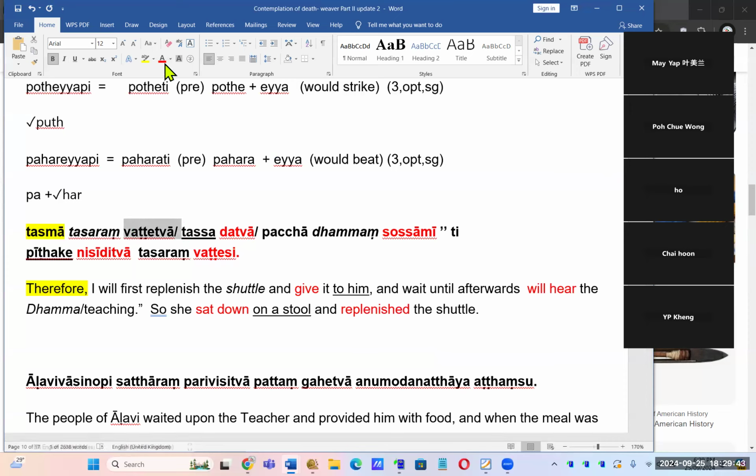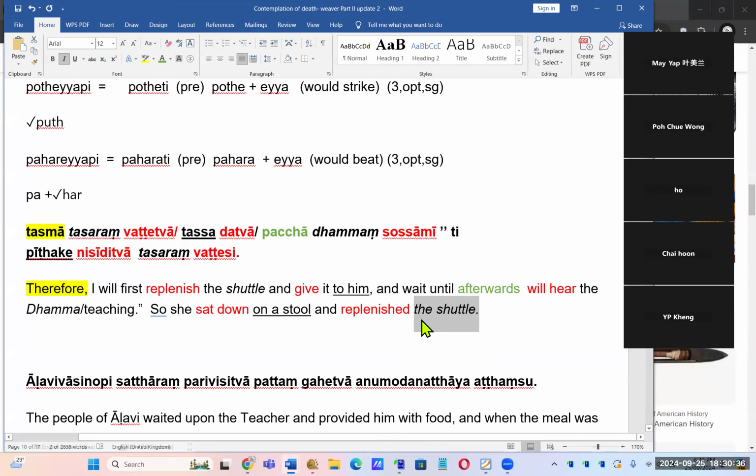So this is also another verb here. Wadetua, replenish; tatwa, give. I will replenish the shutter. Wadetua tasaram. Okay. Tatwa gives tasa to him. Pacha is timing, afterwards. Afterwards, damam, hear the dhamma. Sosisami. Then after that, she finished thinking. Nisiditua, sat down. Pitake, stool, right, on the stool. Tasaram. So we see this tasaram many times already. Shutter.